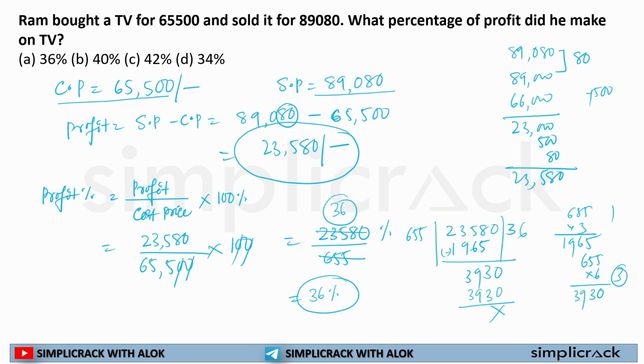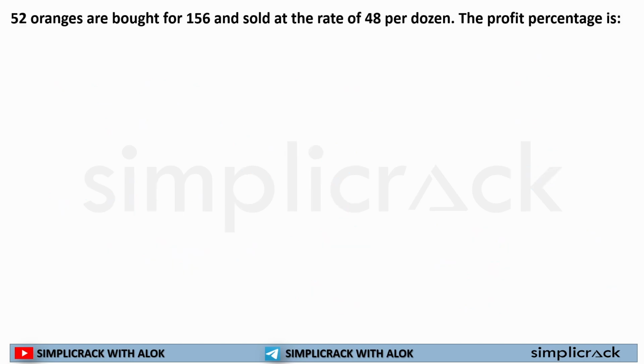So the profit percentage is what? Profit percentage is 36%. I hope now you are able to clear how to find out the answer. So this was all about the calculation. If you can solve the calculation in a timely manner, you can get your answer. Okay. Now let's move to the next question.